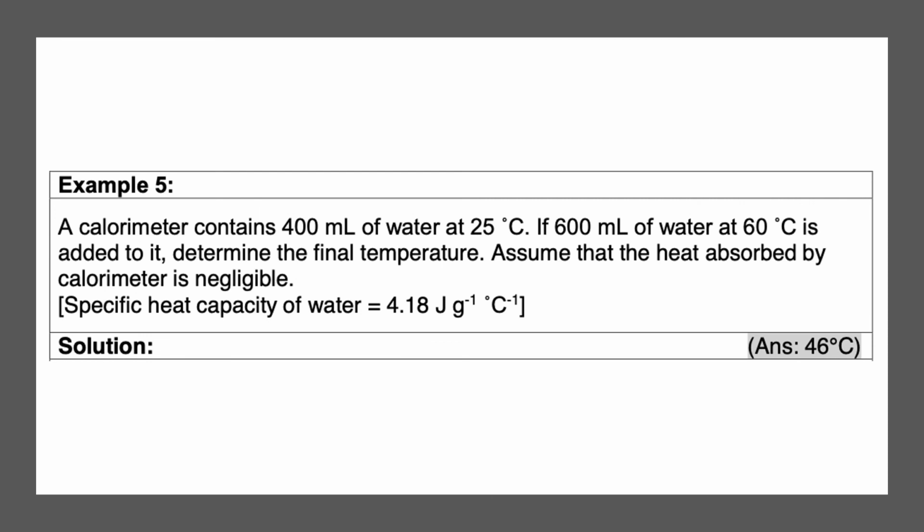If you look at this question, it doesn't seem like there's a calorimeter or water in it. However, these questions apply the principle of heat release equivalent to heat absorbed. So let's take a look at the question. A calorimeter contains 400 milliliters of water at 25 degrees Celsius. If 600 milliliters of water at 60 degrees Celsius is added to it, determine the final temperature. Assume that the heat absorbed by the calorimeter is negligible.